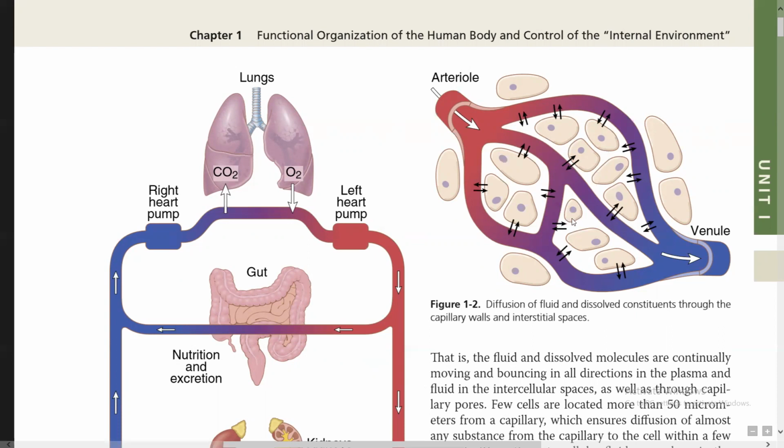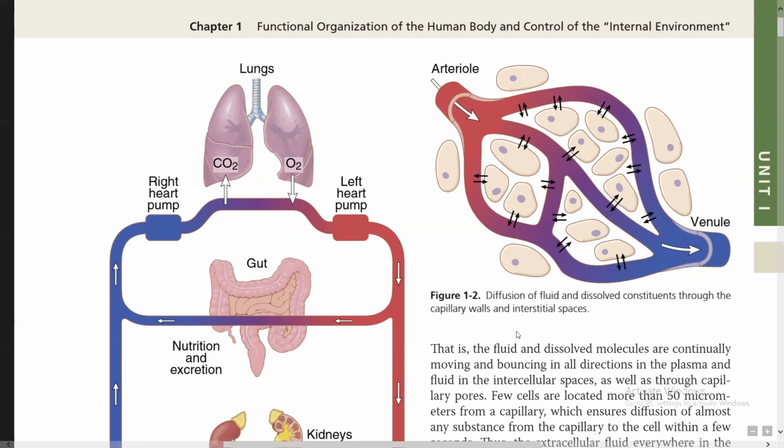So if the cell wants to get rid of some material, it will release it into the surrounding spaces, and those spaces will obviously have interstitial fluid. Now those materials are in interstitial fluid, and then those materials will be taken up by the blood present in these tiny capillaries. So in this way there is exchange of materials.